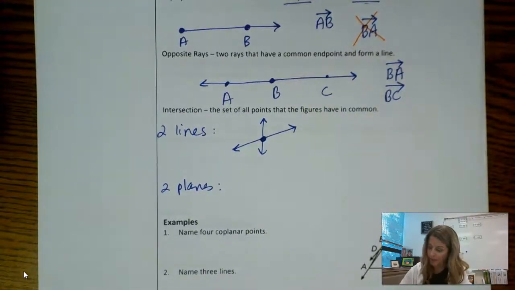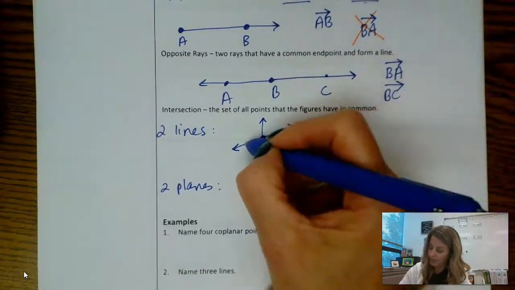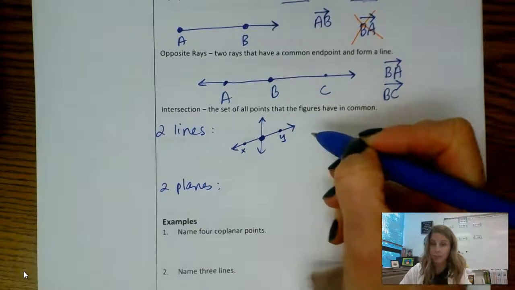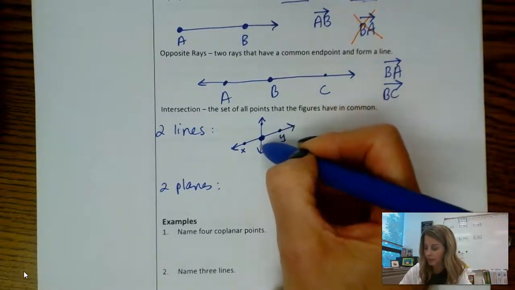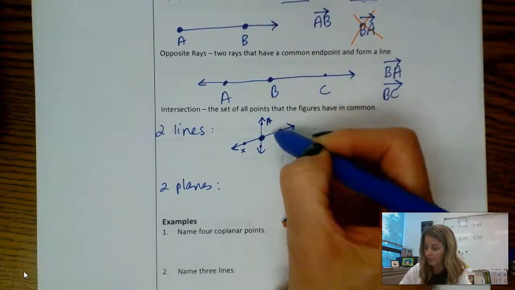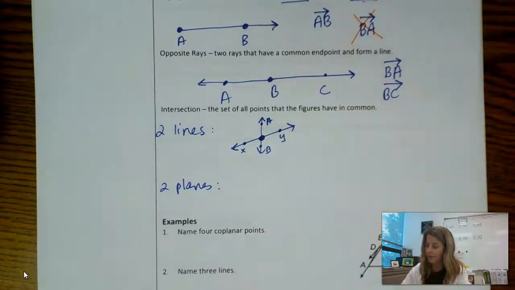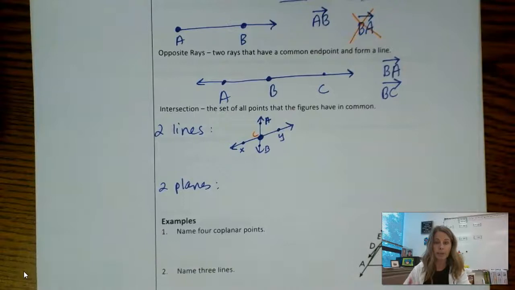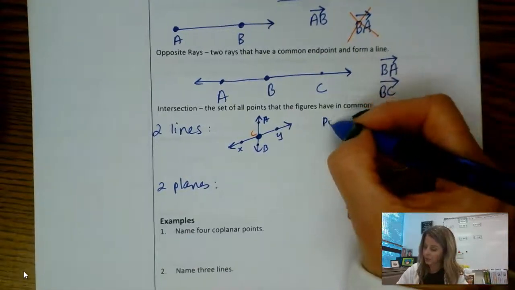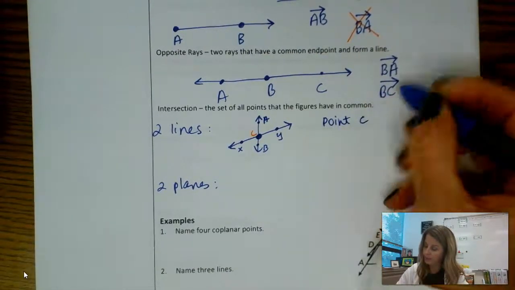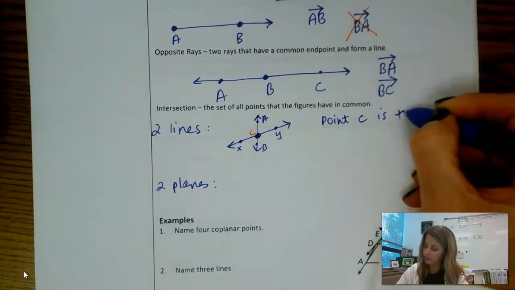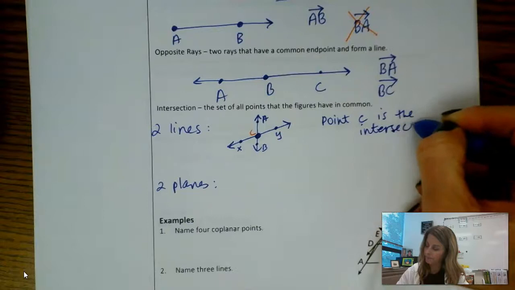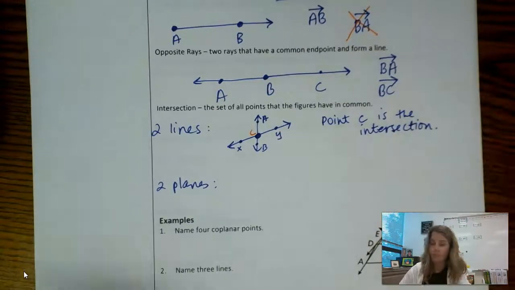Okay, so if I really kind of name these lines, every line needs 2 points. So maybe call that line XY. Let's call this line AB. And then I'll just name this point C. So I would say that point C is the intersection. Okay.